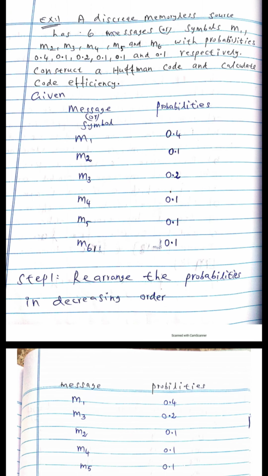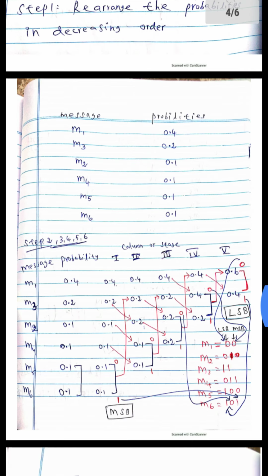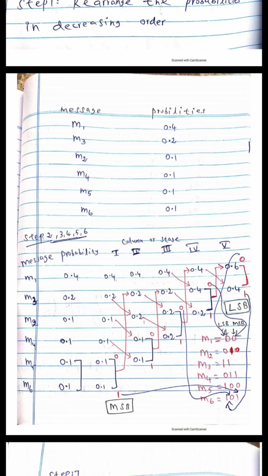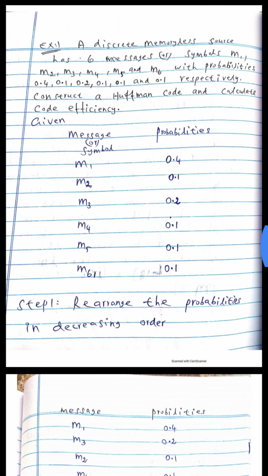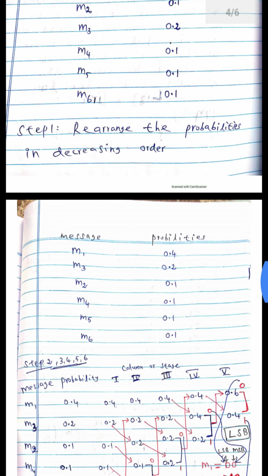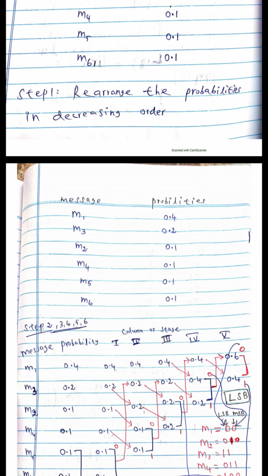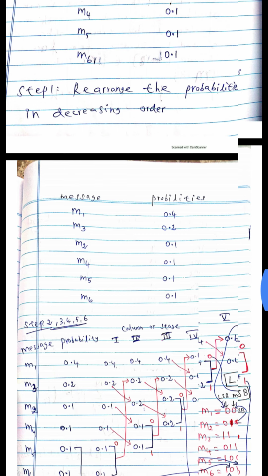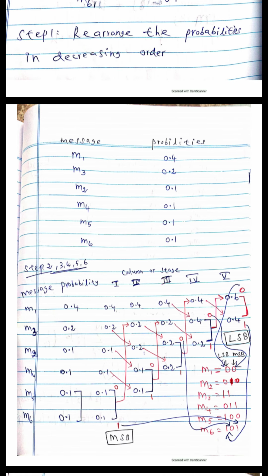Solution, step 1: rearrange the probabilities in descending order. Here the m3 value is greater than the m2 value. So first write m1 and m3 and m2 and m4, m5, m6. Similarly in probabilities, m1 probability value is 0.4, m3 probability is 0.2, m2 probability is 0.1, and m4 0.1, m5 0.1 and m6 0.1. Next, steps 2, 3, 4, 5, 6 are all done in a single step.